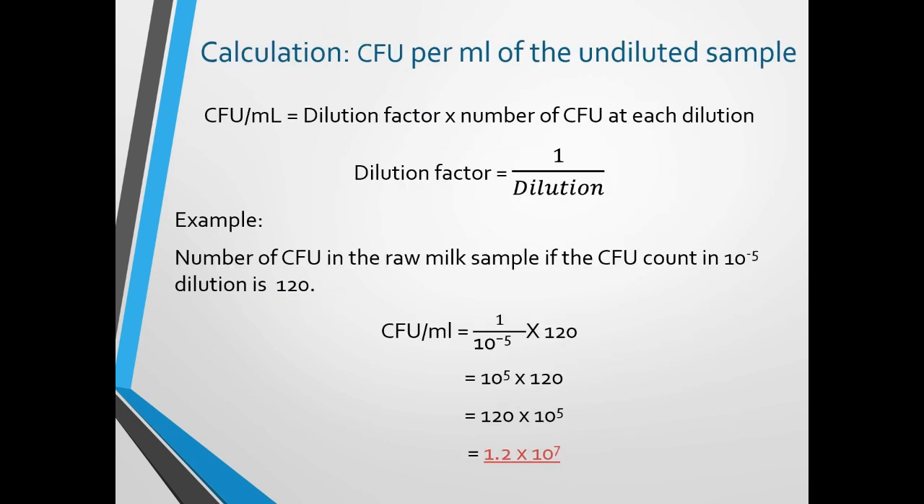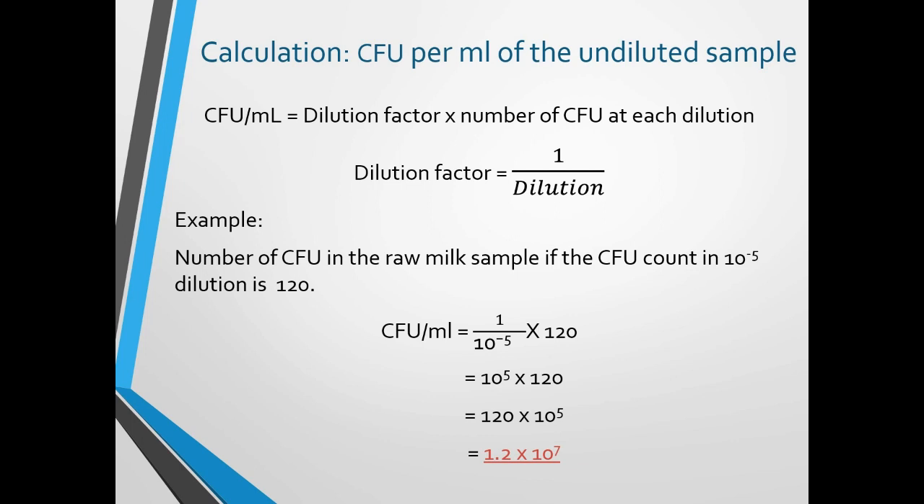Here's the formula to calculate the colony forming units per milliliter of the original undiluted sample. The CFU per milliliter of the undiluted sample equals dilution factor times number of colony forming units at each dilution. The dilution factor is the inverse of the dilution. Let's look at an example.